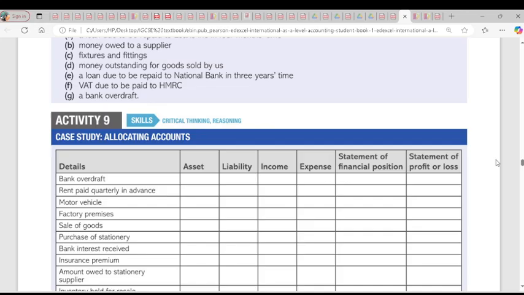So smart. You see me without me, myself, and I here. So go to activity 9.